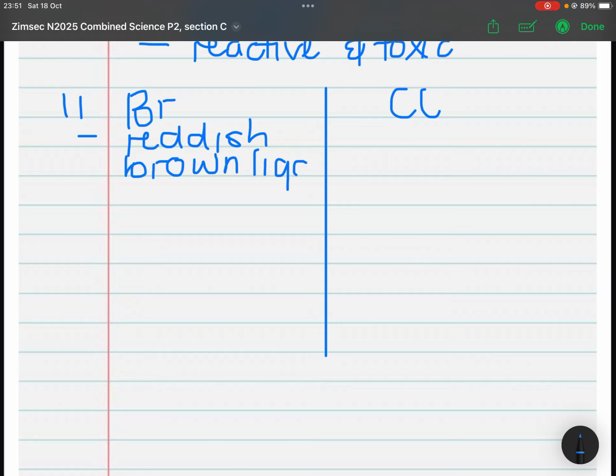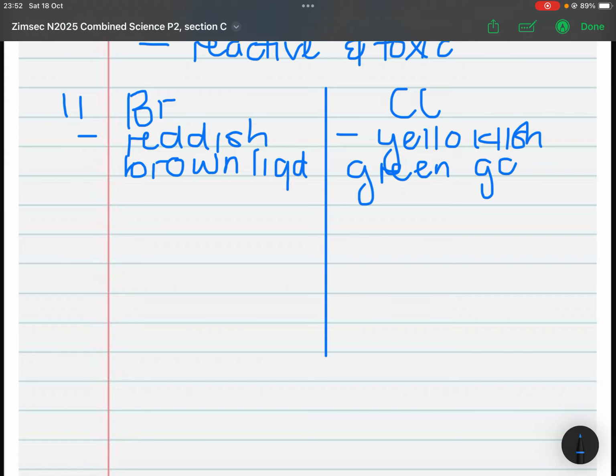And then you need to know that chlorine is not a liquid. Rather, it is a gas at room temperature. It is a yellowish green gas. So this is one of the differences. Bromine is liquid at room temperature, whilst chlorine is gas at room temperature.